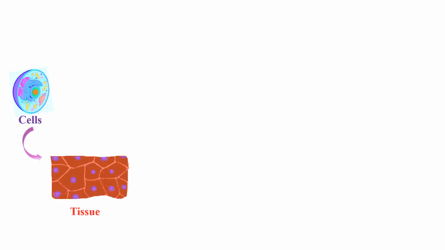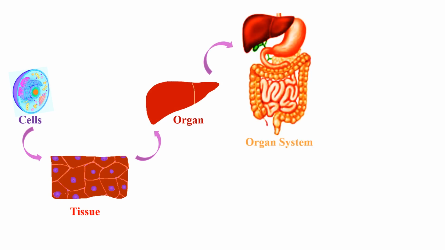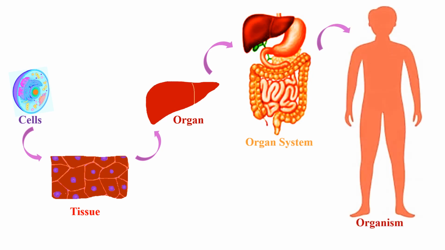Group of similar cells join together to form a tissue. Different tissues join together to form an organ. Different organs join together to form a system, and many systems work together in an organism to maintain homeostasis of the body.